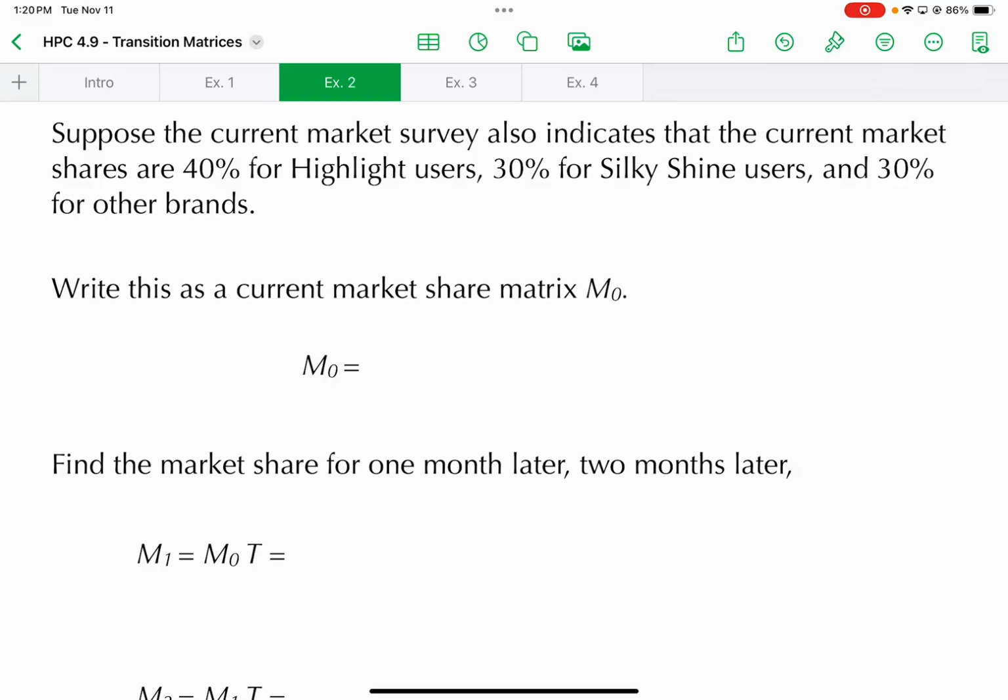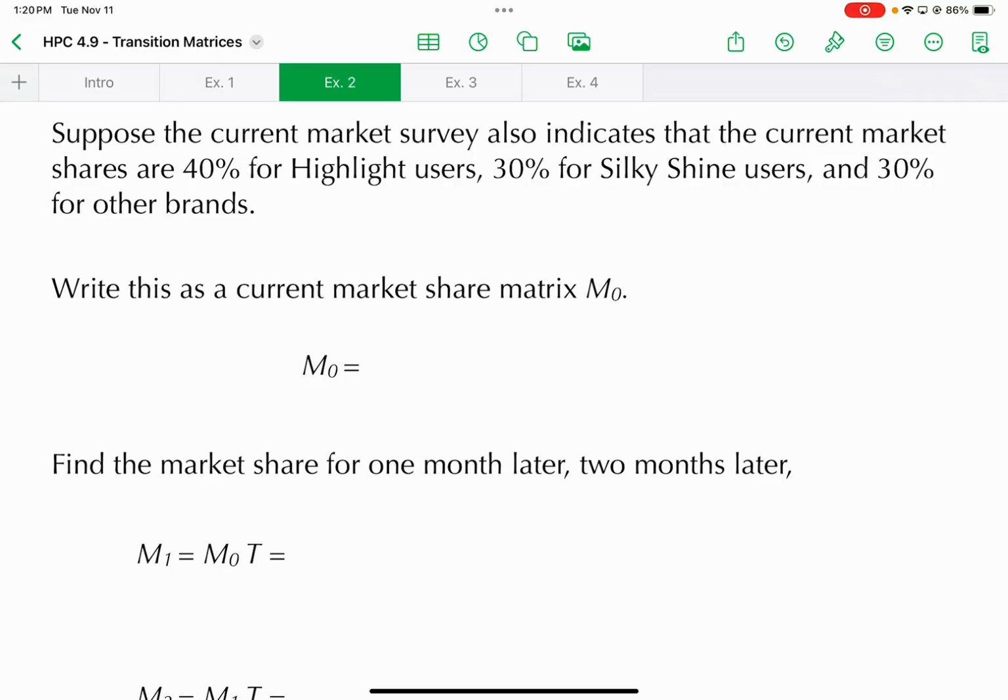Suppose the current market survey also indicates that the current market shares are 40% for Highlight users, 30% for Silky Shine, and 30% for other brands. We want to write this current market share matrix as M sub 0. So we want to write the market share as a matrix. We can do this one of 2 ways. How do you think we should organize this information?